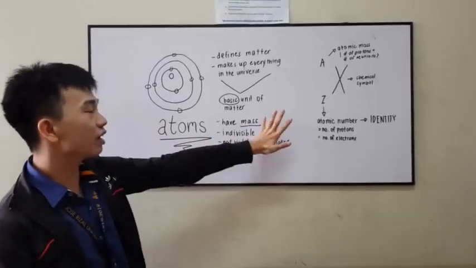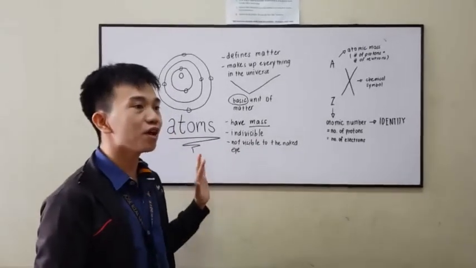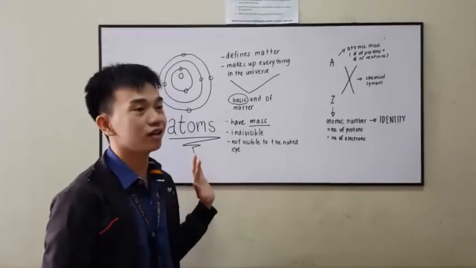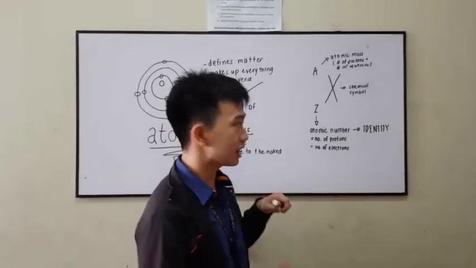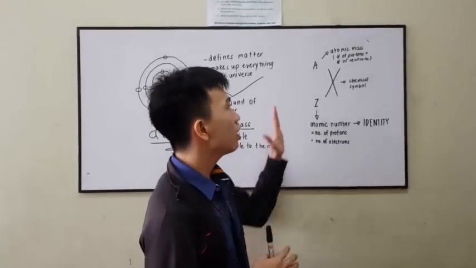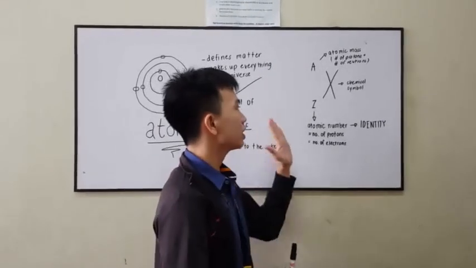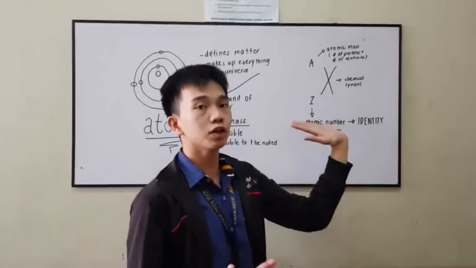However, even though they have mass, they are not visible to the naked eye as they are very, very small. Similar to humans, atoms have their own identities. So how can we identify an atom? In this image, it shows how atoms are identified in the periodic table.